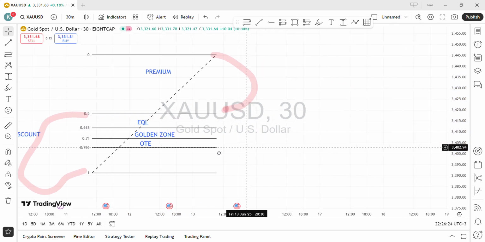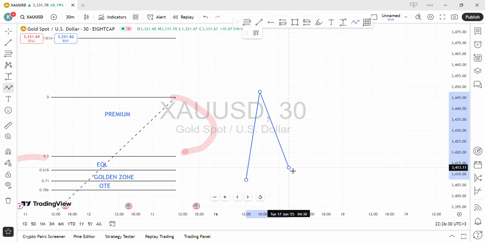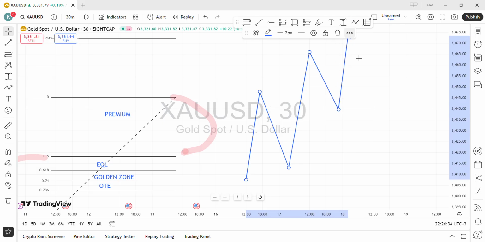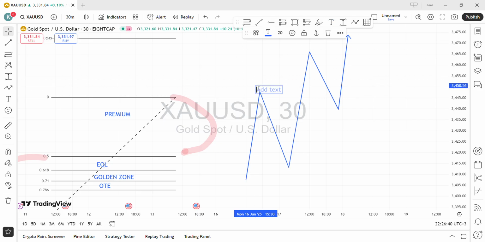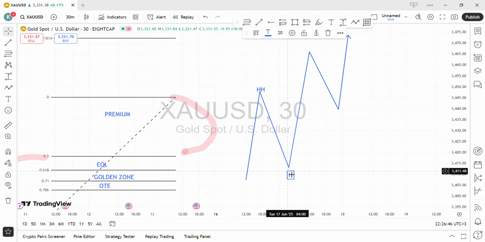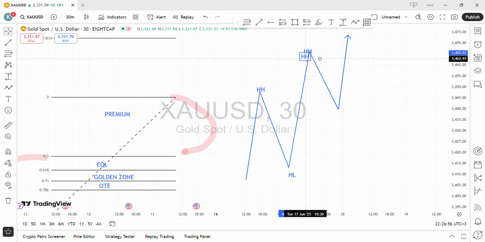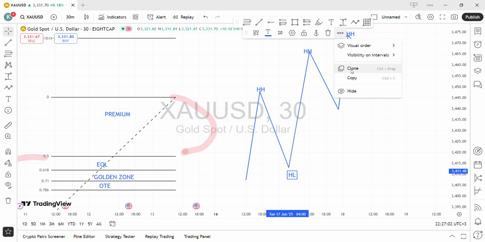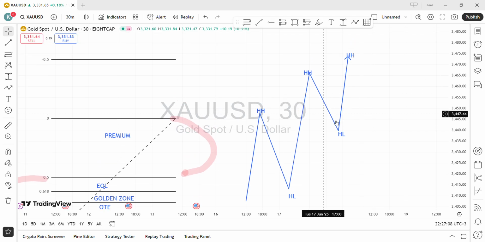So how do we normally use our fib? I'm going to give you a very simple scenario over here. We are going to have a bullish market. That is a bullish market over there. We have the higher highs and the higher lows. This is a bullish market, so we have the higher lows and the higher highs.